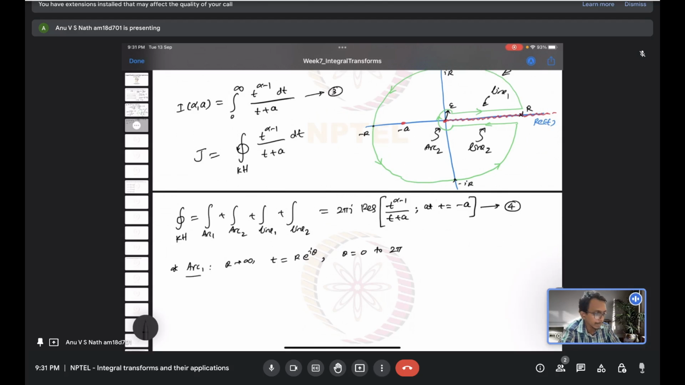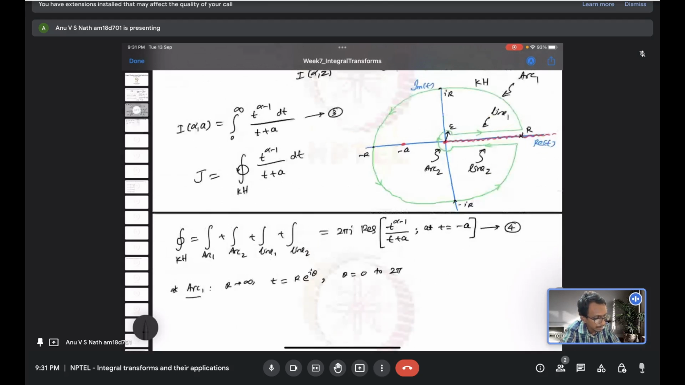So we cannot say that 0 is equivalent to 2 pi. Usually in every periodic function we say 0 is equal to 2 pi, but for multi-valued functions like t raised to alpha minus 1, where alpha is a non-integer, you cannot say 0 will coincide with 2 pi. Alpha is an irrational number or a non-integer. Anyway, so here is the thing.